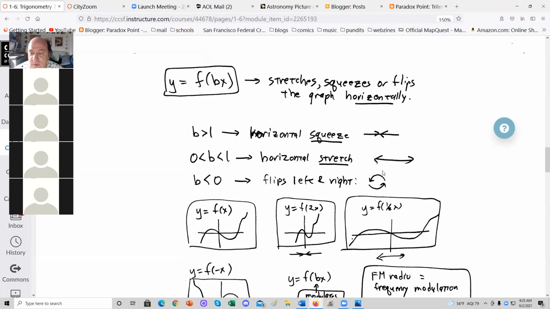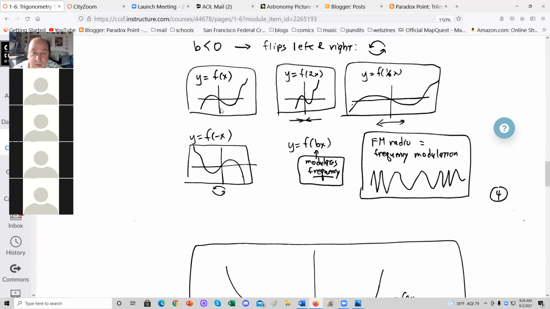And b less than 0 flips left for right. So if here's the graph of f of x, f of 2x is the same graph, only squeezed inwards like this. And y equals f of a half x is stretched outwards like this. But it has the same amplitude. And y equals f of negative x flips left for right like this. So here, if y equals f of bx, the b modulates the frequency.